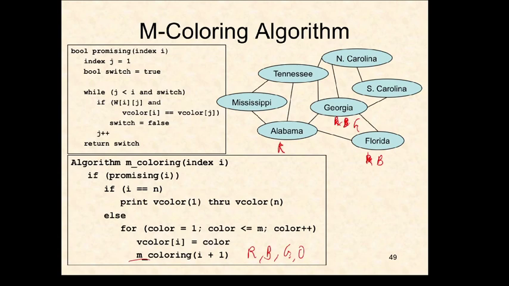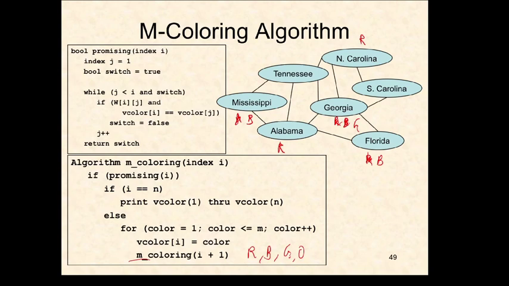Let's try a new color for Mississippi. All right, so let's try coloring Mississippi red. We make a recursive call, discover we're not promising, try blue, make a recursive call. Recursive call here would be North Carolina. Have we violated any constraints? No. Are we at the level of a solution? No. Let's try red for North Carolina. Let's make a recursive call to South Carolina. Have you violated constraints? No.